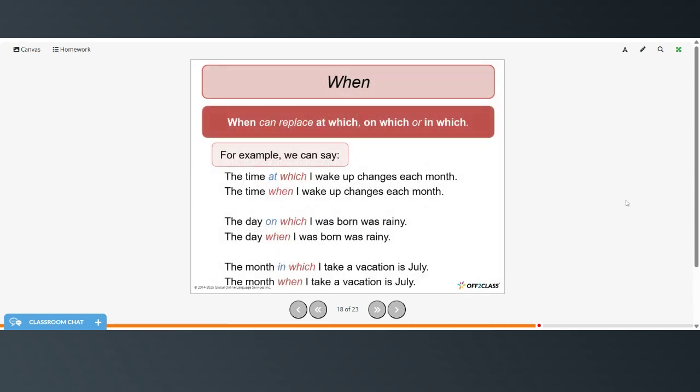When can replace at which, on which, or in which. For example, we can say, the time at which I wake up changes each month. Or the time when I wake up changes each month. The day on which I was born was rainy. The day when I was born was rainy. The month in which I take a vacation is July. The month when I take a vacation is July.